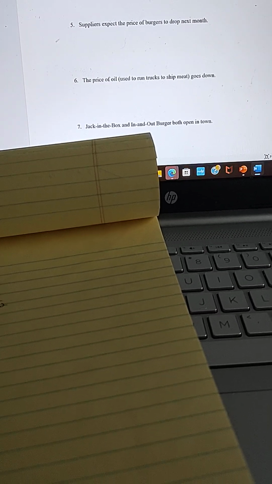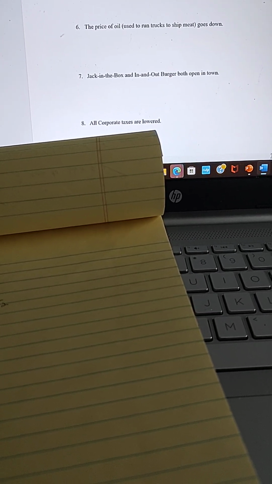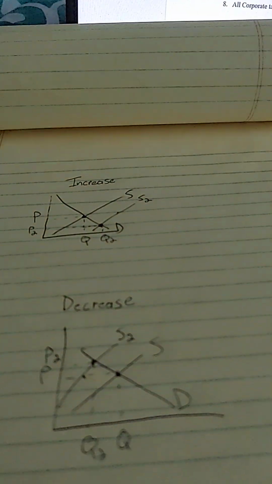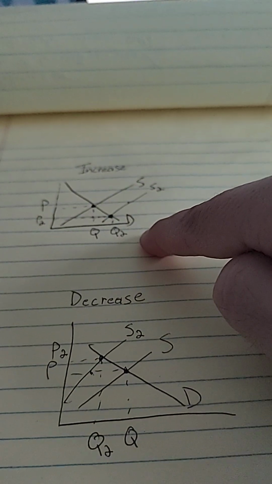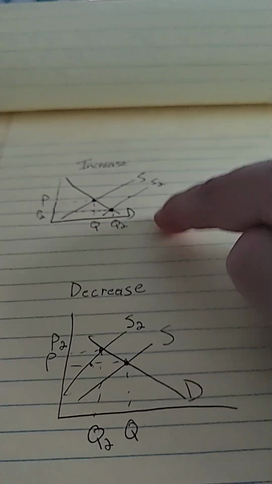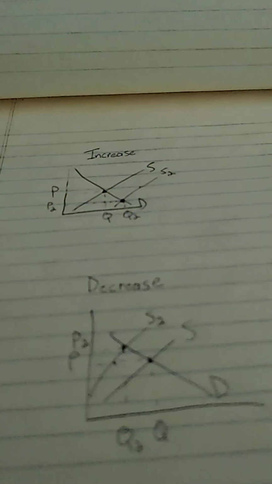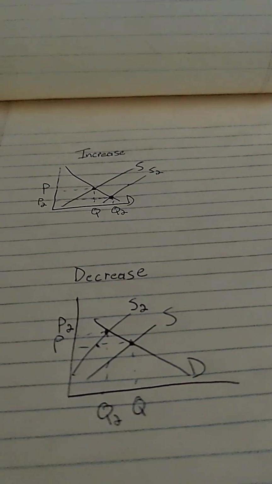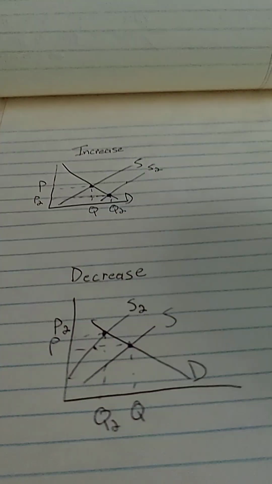All right, come back over to number 7. Jack in the Box, In-N-Out Burger, both open in town. This is number of sellers. You get 2 new sellers in town. The overall amount of supply is going to go up. So this is yet another increase. So 5, 6, and 7 all increase. Number 8, all corporate taxes are lowered. Taxes go down, supply goes up. This is another increase. So the first 4 on the back side here are all increase. 5, 6, 7, 8 all increase.